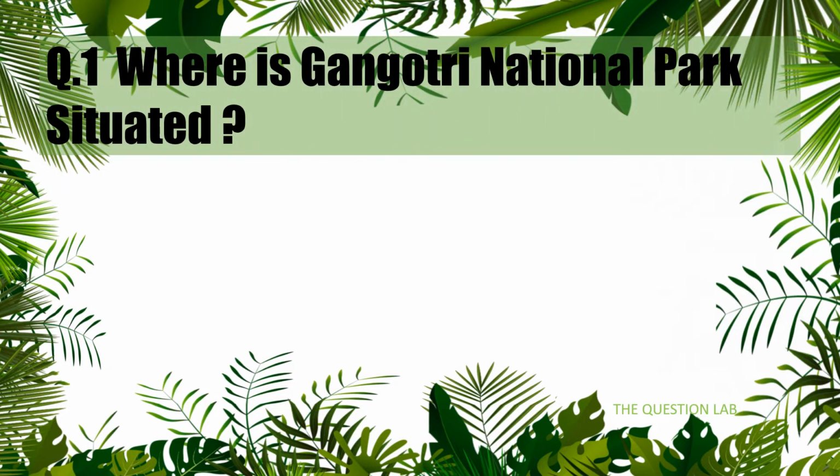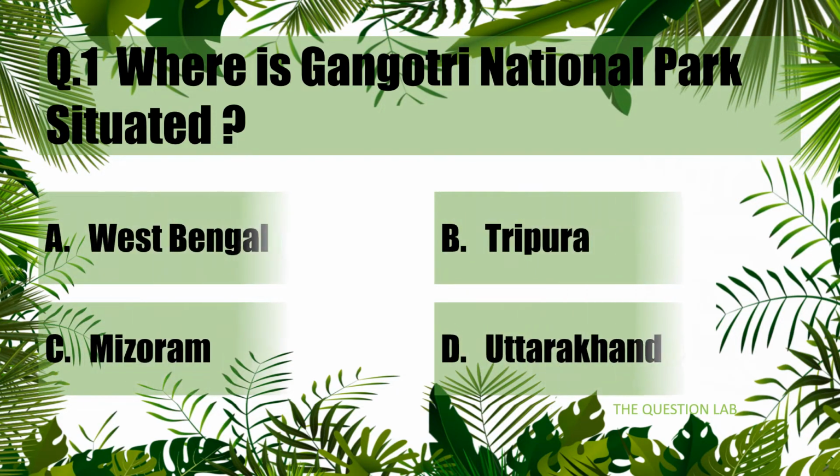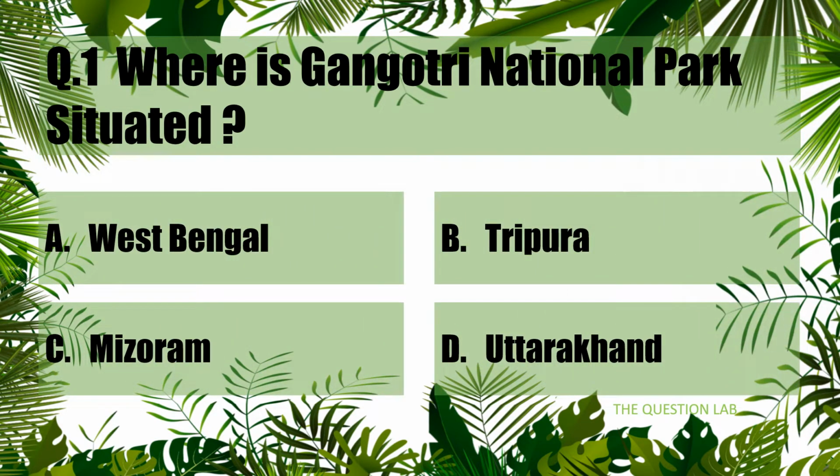Question number 1. Where is Gangotri National Park situated? Options are. The correct answer is option number D, Uttarakhand.